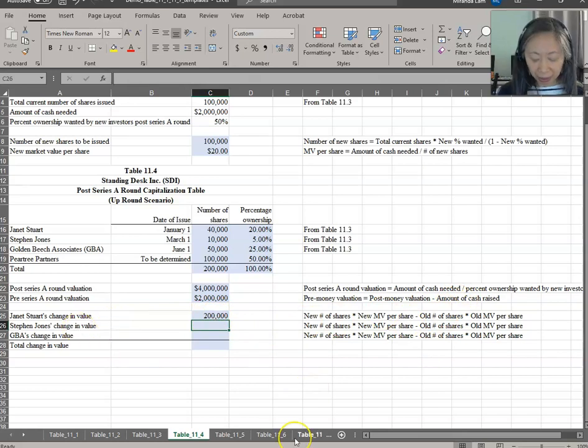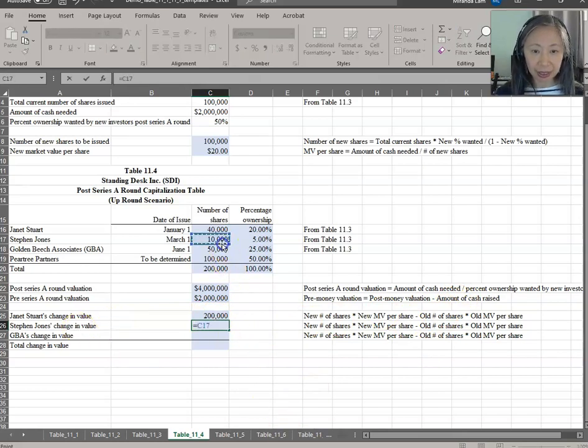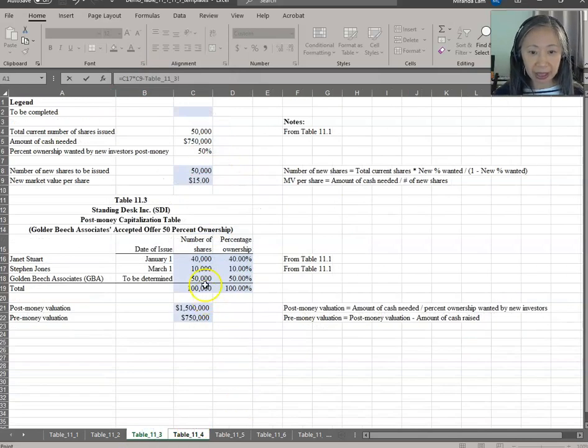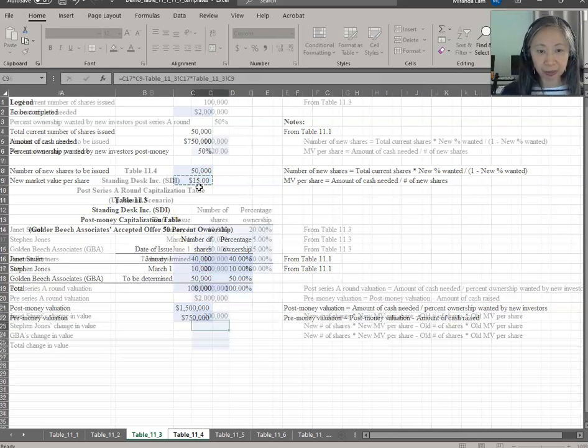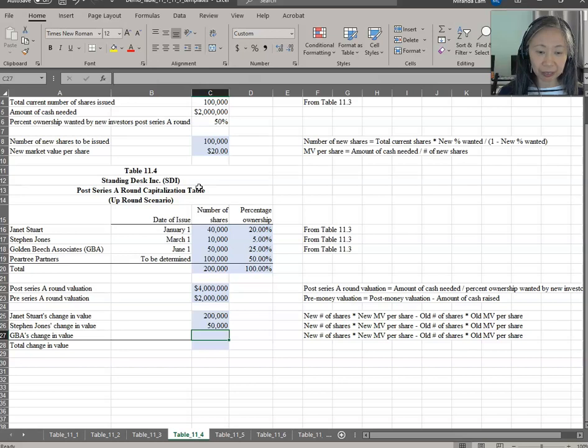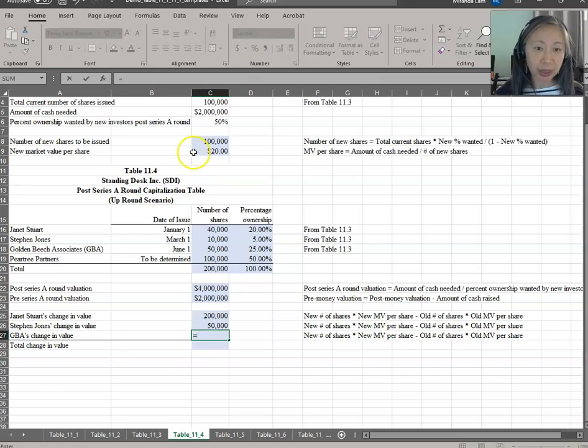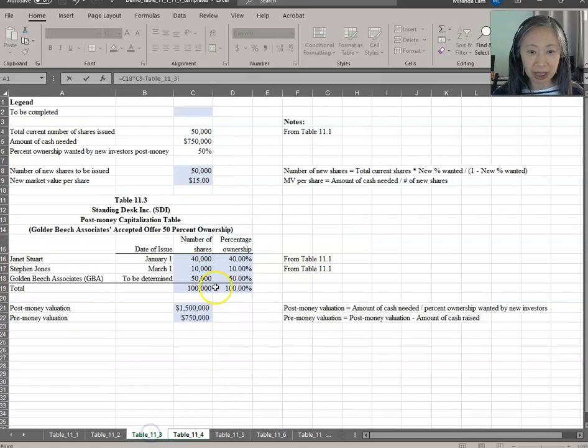We can do the same calculation for Stephen. Stephen has 10,000 shares at $20, and that was an increase from 10,000 shares at $15. So Stephen's investment also went up. So does GBA's. GBA has 50,000 shares, and they are now worth $20 per share, versus 50,000 shares at $15.